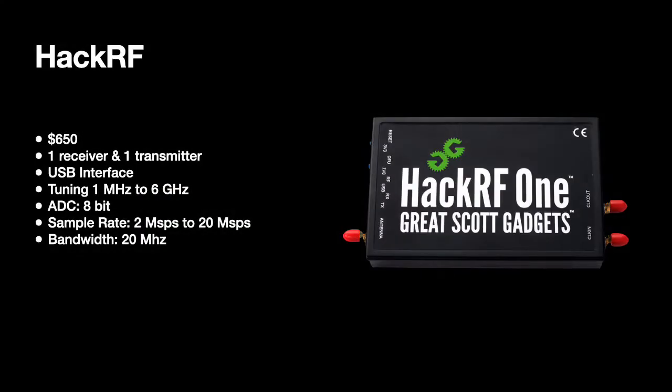And sort of in the mid-range, we have the HackRF. It's got one receiver and one transmitter. It's half duplex, with a USB interface, and it tunes from 1 MHz all the way to 6 GHz. Again, an 8-bit analog to digital converter, but it will actually sample at 20 megahertz, which means you can, if your computer's fast enough, look at a 20 megahertz chunk of spectrum all at once.